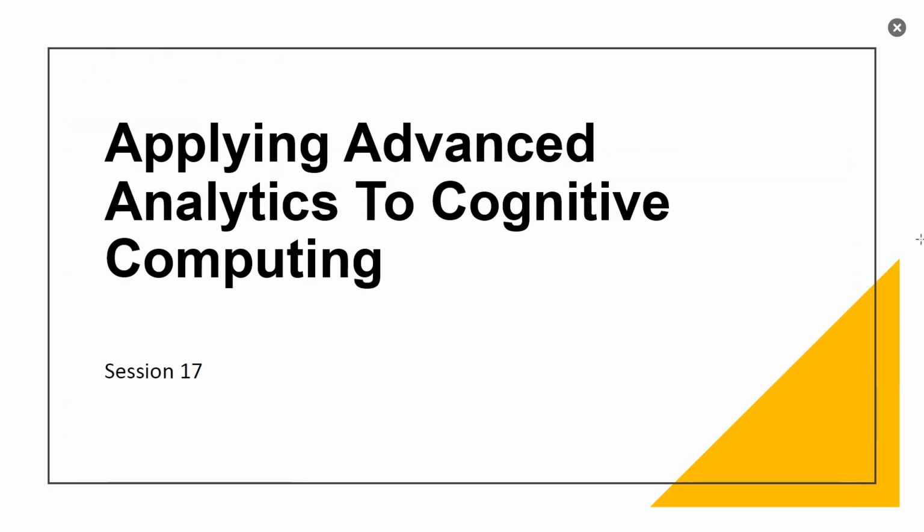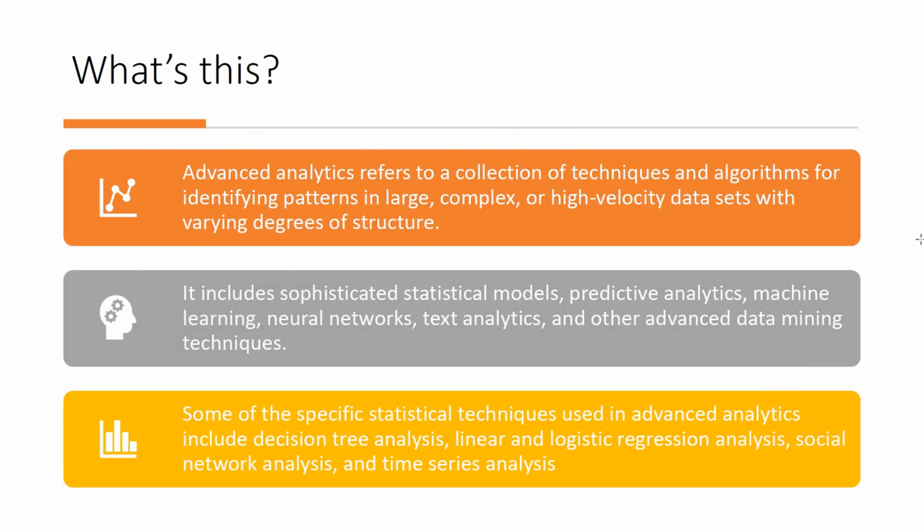Hello, welcome back. In this session, we will understand how we apply advanced analytics to cognitive computing. This is a very interesting area. Advanced analytics is all about using techniques, methods, and algorithms towards identifying patterns in large, complex, high velocity datasets. And they may also have varying degrees of structure. It can include statistical models, predictive analytics, machine learning, neural networks, text analytics, and other advanced data mining techniques also. Our aim is to identify patterns from the large data, which can be very complex.